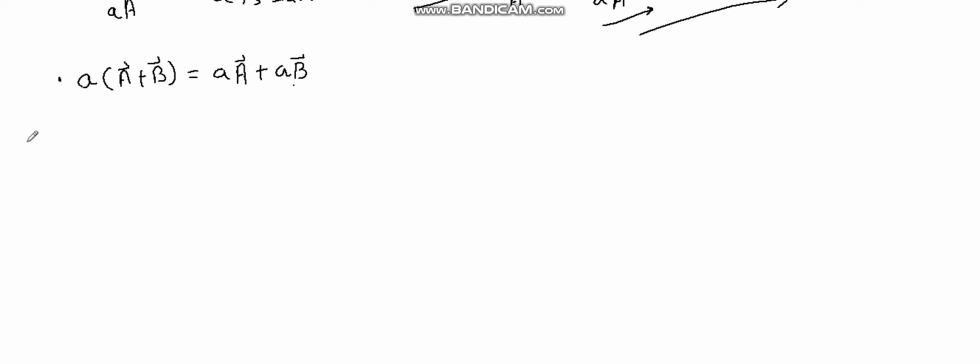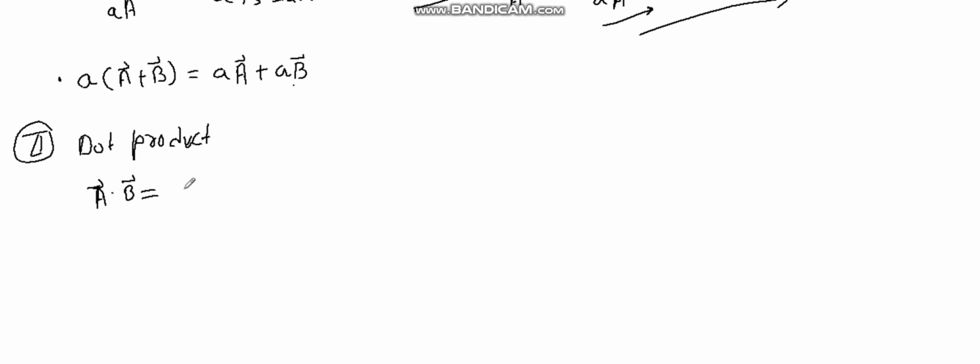Now come to the second type of multiplication of a vector that we encounter, which is the dot product. So we have a vector A dot product with vector B. When we take the dot product of a vector with another vector, it will give a scalar quantity. So we are not going to get another new vector over here, we will get a scalar quantity.